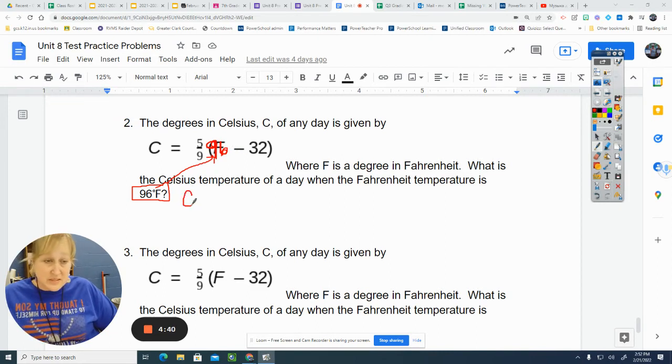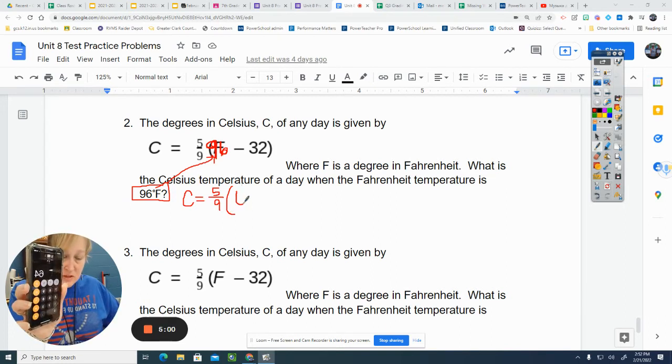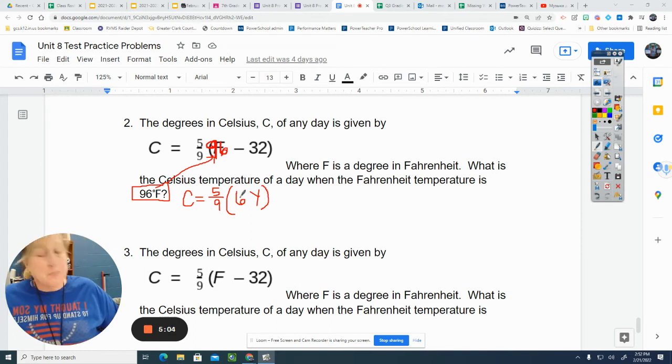So bring down the C, it didn't change. Bring down the 5/9, it did not change. I'm going to use my calculator because we know that I mess up. Clear, clear, clear. See it? 96, subtract 32. I get 64. So that 96 minus 32 turned into 64. Okay? That is a 4. You just can't tell.